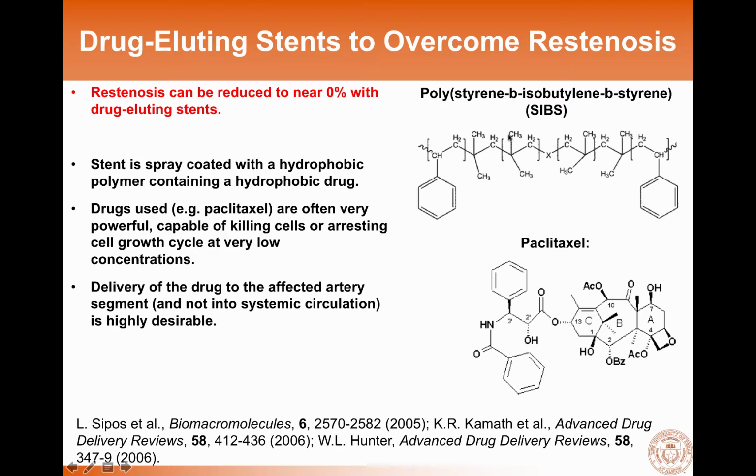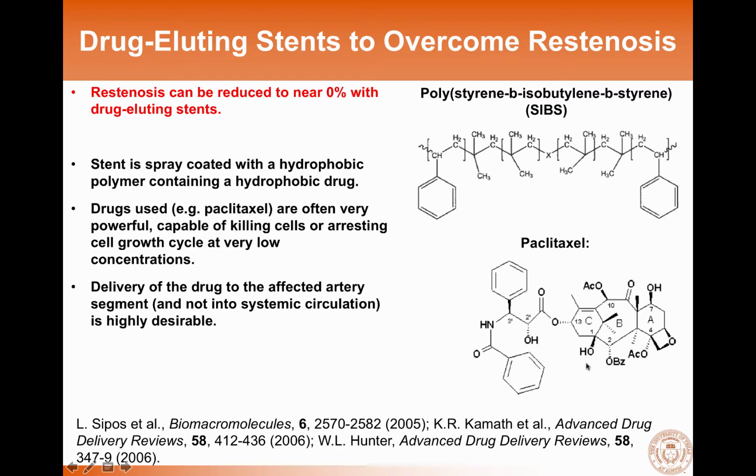It's sprayed on at the time the stent is manufactured, and in that coating is a powerful anti-proliferative drug, or a cancer drug, in this case paclitaxel. And paclitaxel is very effective in cancer treatment because it can arrest the cell growth cycle even at very low concentrations. This material, though, is highly toxic, and you don't want to release it into the systemic circulation. You'd like it to go into the artery wall to suppress the immune response right there locally at the site of injury by the stent.